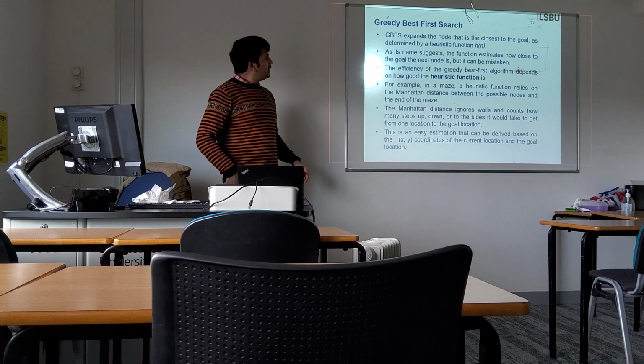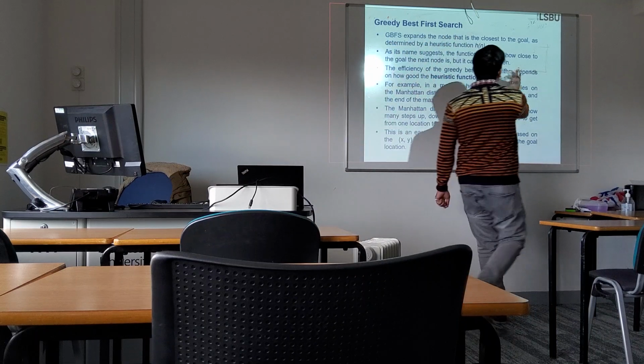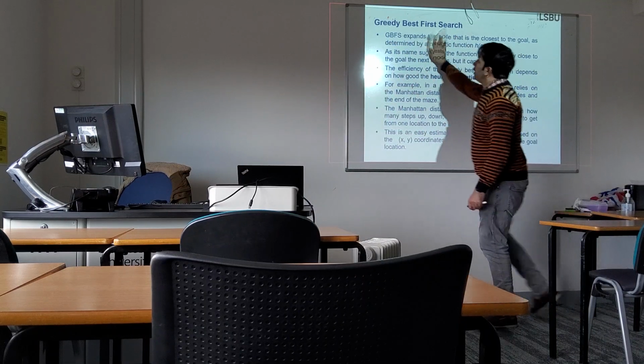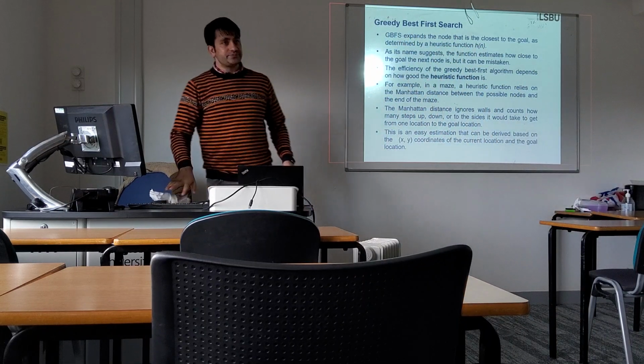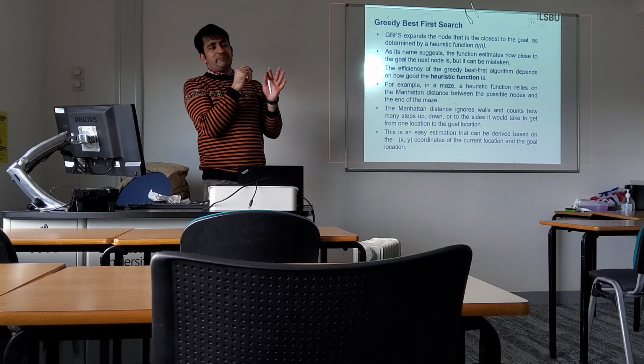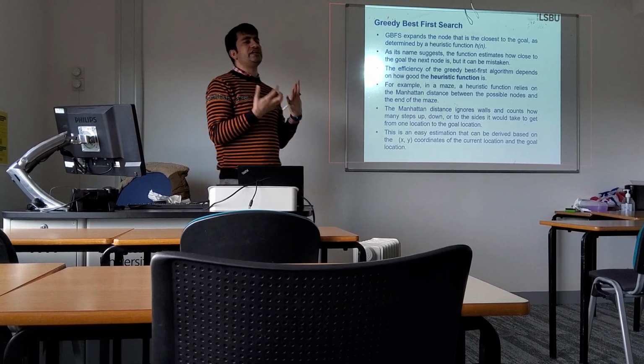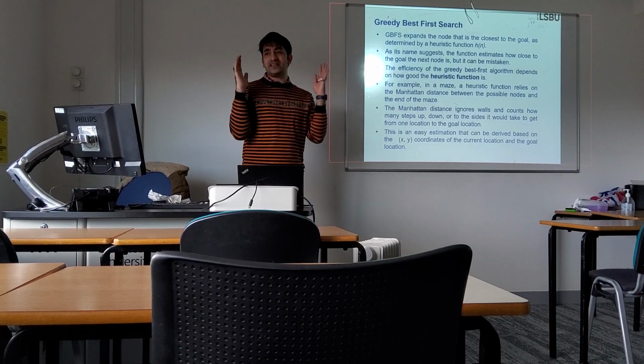Okay, let's not waste time and move to the first example, which is called greedy best first search. By its name, previously uniform cost search, its name was telling that we're going to deal with the true cost of the path.